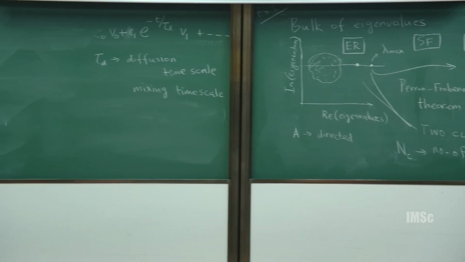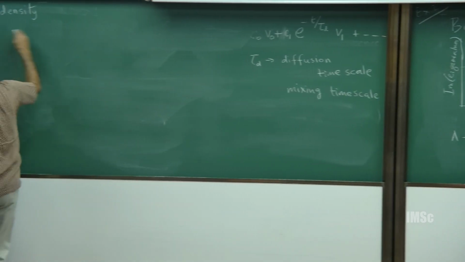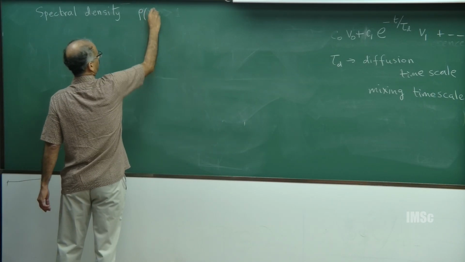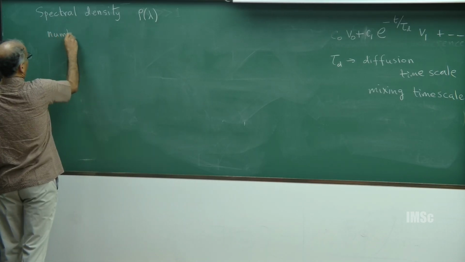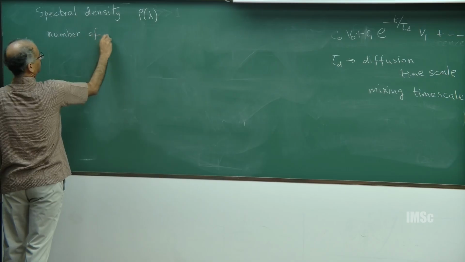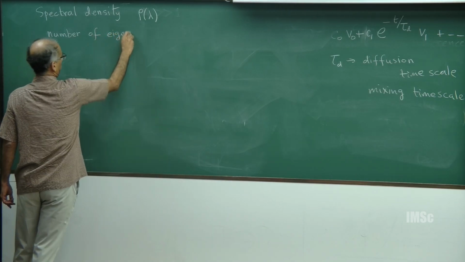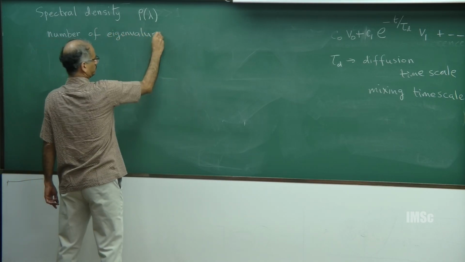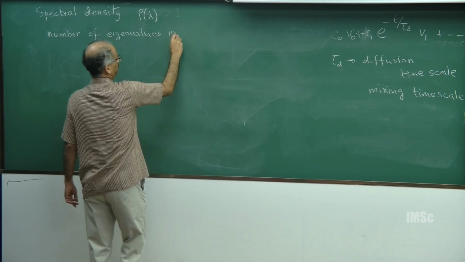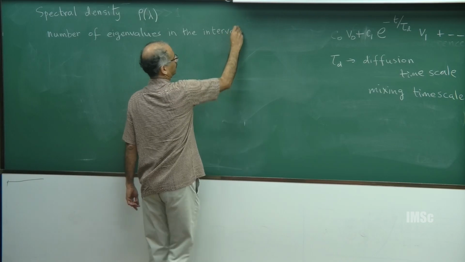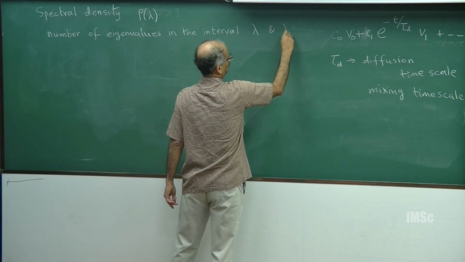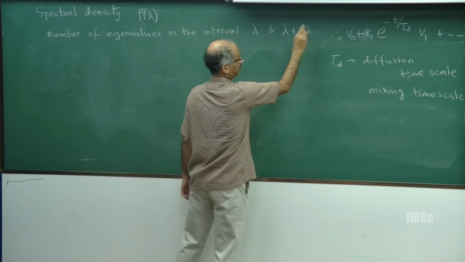So, the spectral density is denoted by rho of lambda. This is simply the number of eigenvalues in the interval between lambda and lambda plus d lambda.